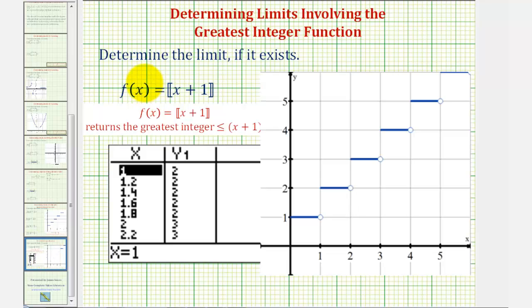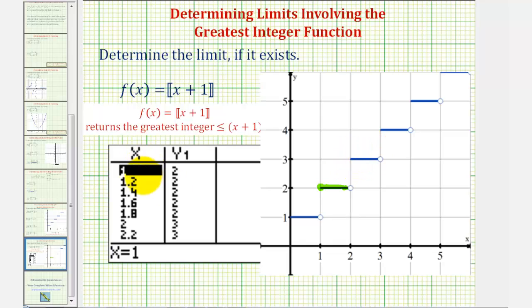Let's consider the function values for these given x values. Notice when x equals 1, we'd have the greatest integer of 2, which does return the function value 2, since 2 is the greatest integer less than or equal to 2. And this corresponds to this point here on our function. So notice all the function values stay at 2 through here until we reach an x value of positive 2, and then the function value jumps to 3.